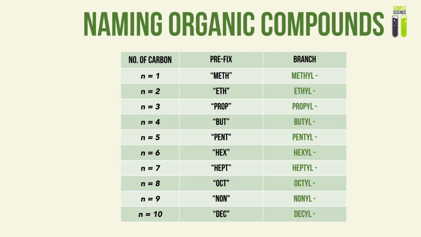Okay, so back to the chart again. If we were to name the branches, we would just follow the prefixes up with the letters YL, and then we have the name of the branch, which we connect to the front of the name of the alkane itself. So we have something like methyl propane, methyl ethane, propyl butane, and so on. Well, propyl butane does not really exist. Sorry. It will depend, as you will see later.